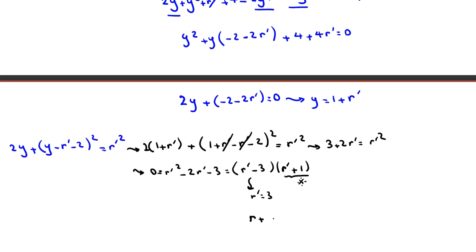So the problem says to find the sum of the radii, r plus r prime. r was 1, and r prime is 3, so 1 plus 3 is equal to 4.